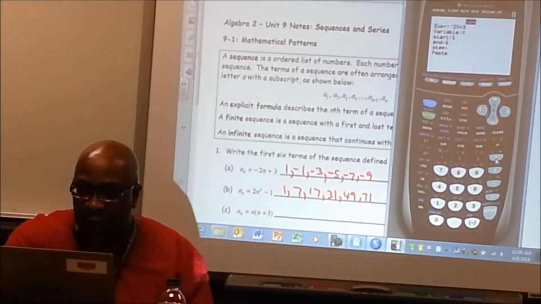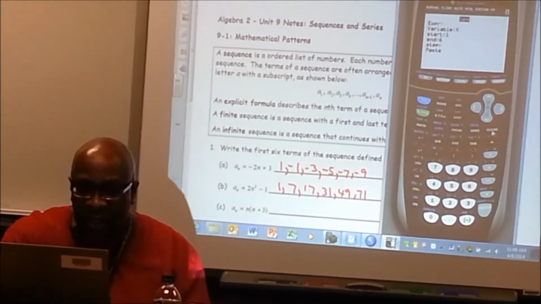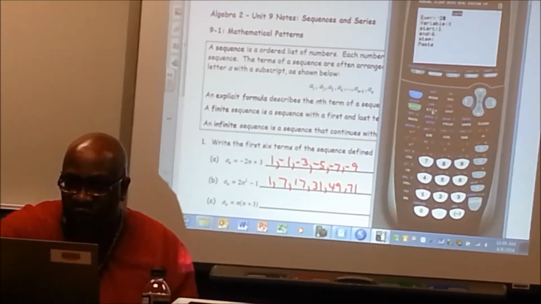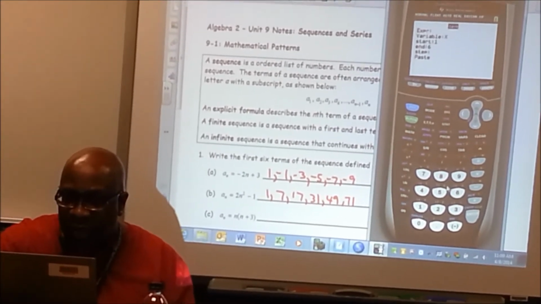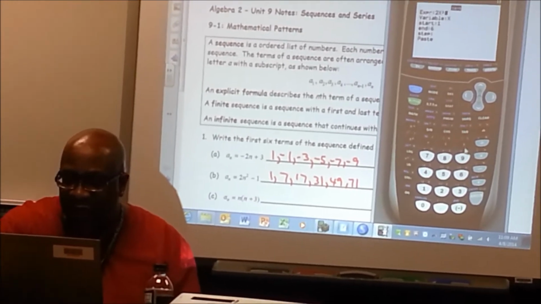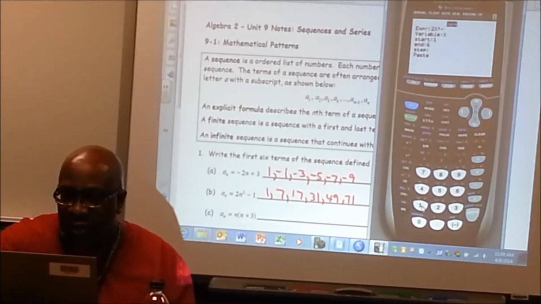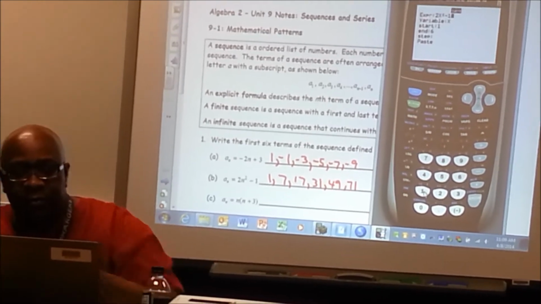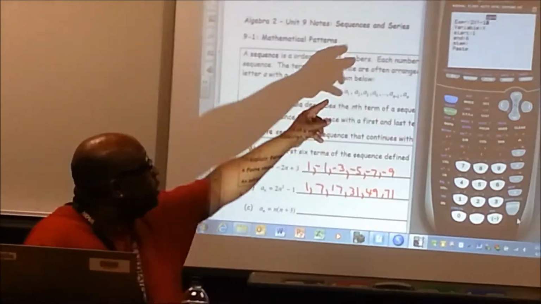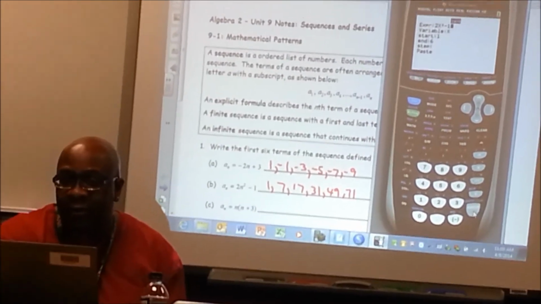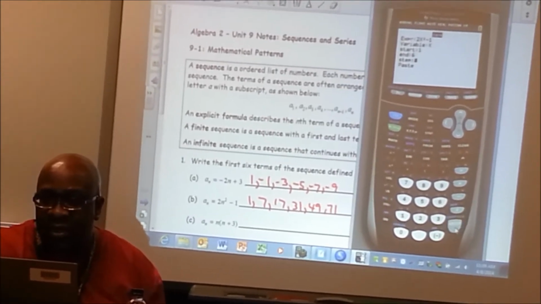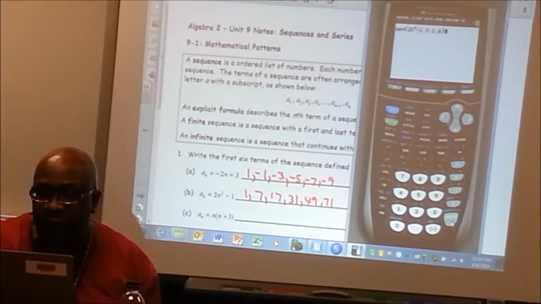The sequence that we're going to place in is 2x squared minus 1. And the variable is x, and again, we want the first 6 terms. So that's what we're going to enter into our calculator. If we press enter, we should get those same 6 terms on our calculator.